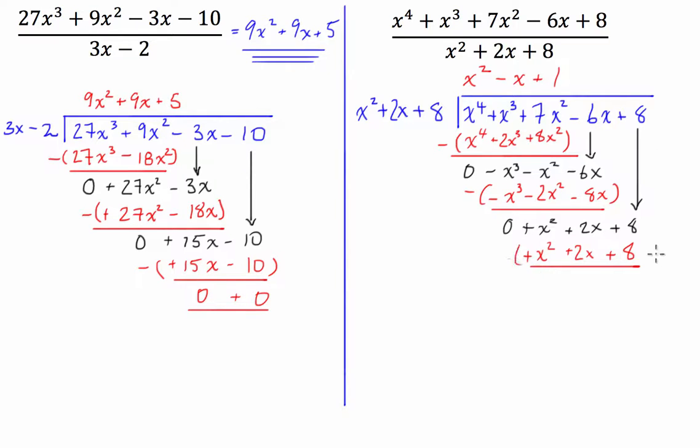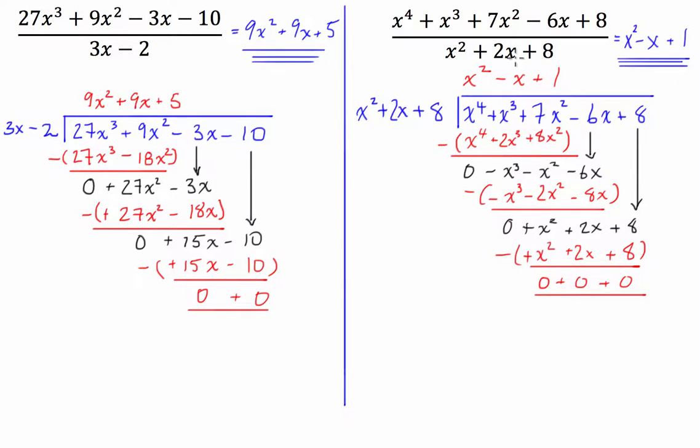x squared, we have to then take away this from this. x squared take x squared is 0. 2x take 2x is 0. 8 take 8 is 0. So we have no remainders. So we can say that this divided by this is equal to, let's see if I can fit it, x squared take x plus 1.